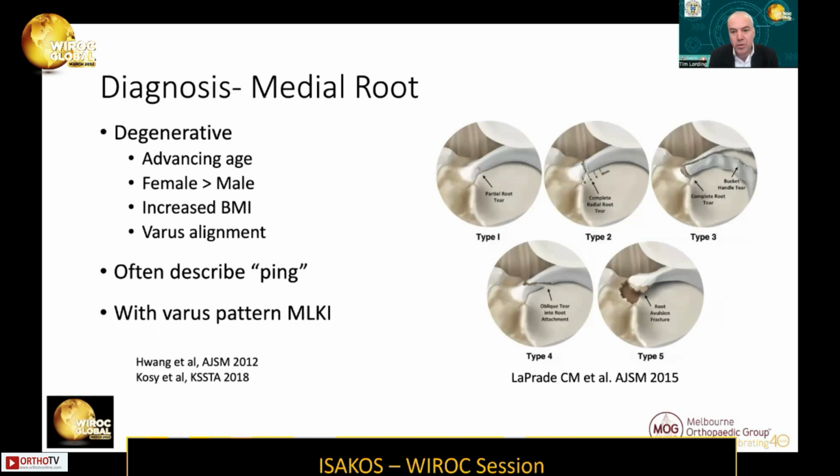In terms of diagnosis, medial and lateral root tears can be quite different. Medial tears are usually degenerative. They occur with advancing age, more commonly in females, in the overweight, and with various malalignment. Patients often describe a ping in the knee, which often occurs with a relatively minor injury. And these tears can also occur in various patterns of multi-ligament knee injury. A classification system has been proposed by Laprade's group.